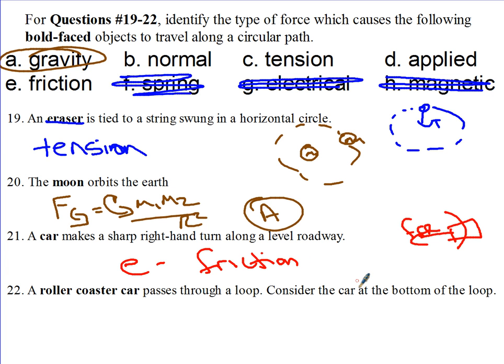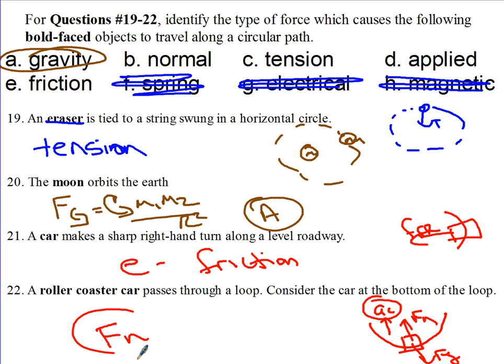A roller coaster passes through a loop. Let's look at the roller coaster at the bottom of the loop. Okay, there's going to be a normal force, Fg. Now, when it's at the bottom of the loop, what force is making it go toward the center? Well, what's the only force we have acting toward the center? That's got to be the normal force. So my answer here is B. Are you surprised?